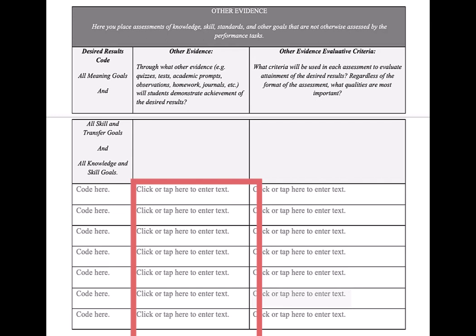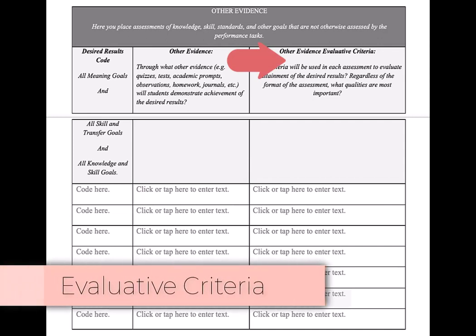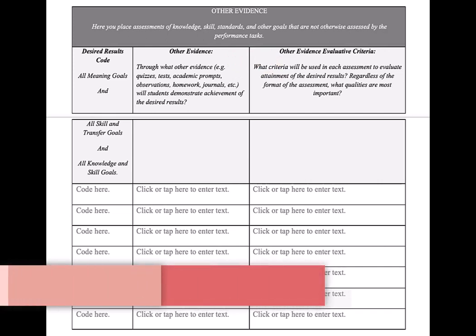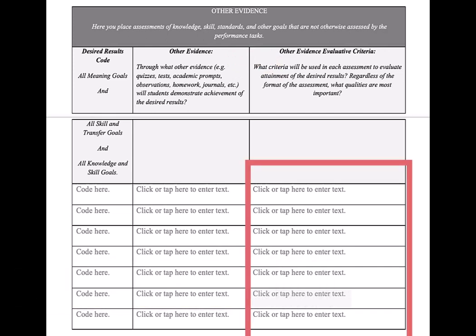Think quizzes, tests, observations, homework, journals, or self-reflections. It is not meant for authentic learning, but more the acquisition of the knowledge that the students need. The final section in the other evidence area is the evaluative criteria. These are the measures that demonstrate student learning. This section just lists what qualities are most important to have mastered. You can list things like proficient, skilled, mastered, accurate, or appropriate here.